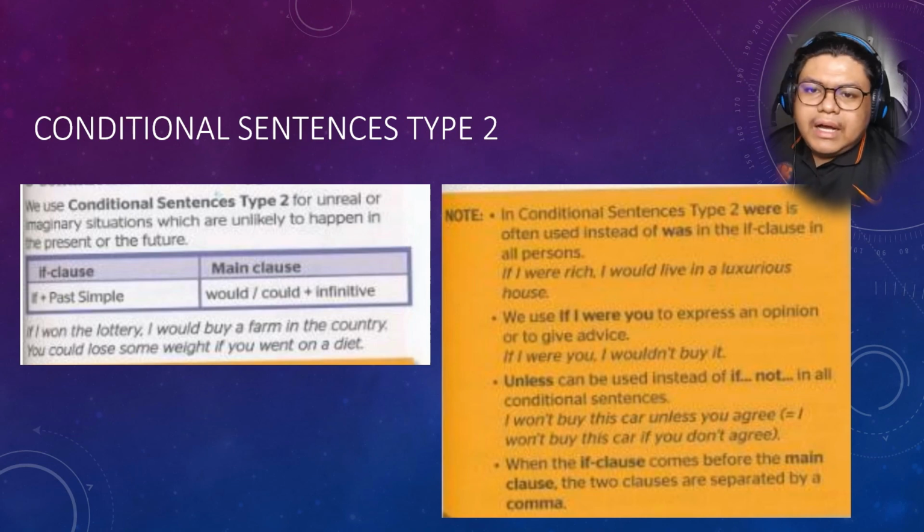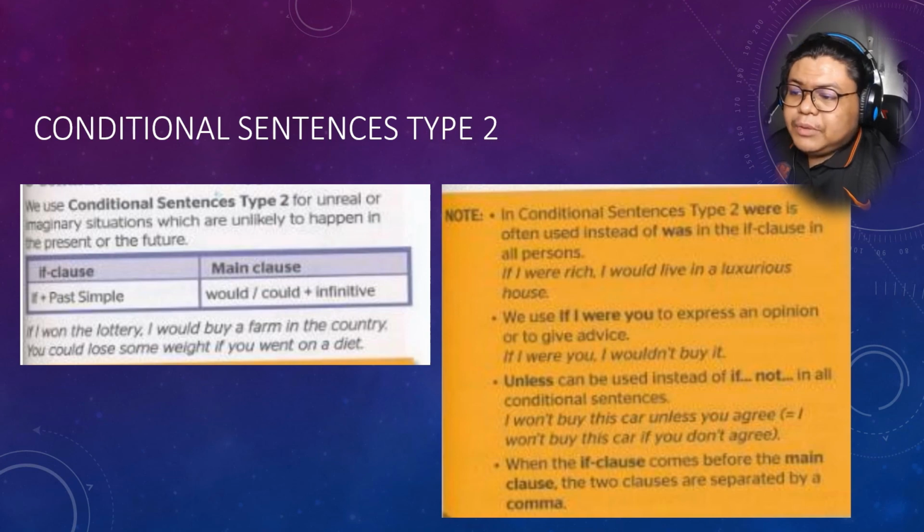Okay, so instead of kita pakai if not, okay, kita boleh juga pakai perkataan unless. Okay, I would buy this car unless you agree, maksudnya, kalau awak tak setuju, saya tak akan beli kereta ni. Okay, sama juga maksud dengan I would buy this car if you don't agree. It has the same meaning. Okay, but instead of using if you don't agree, you use unless you agree. Kan dia potong dua perkataan jadi satu.